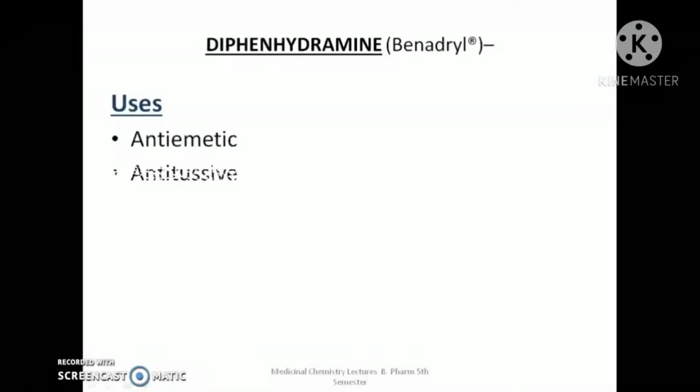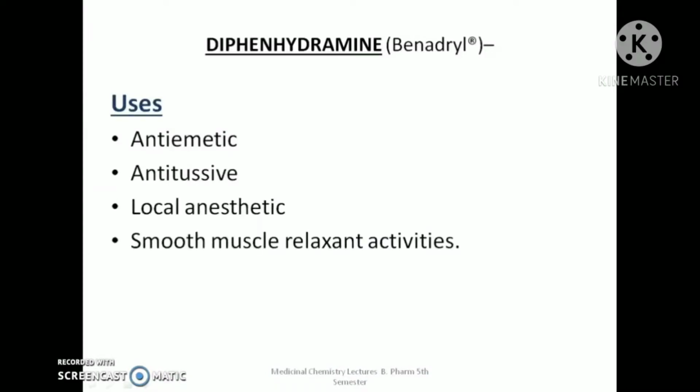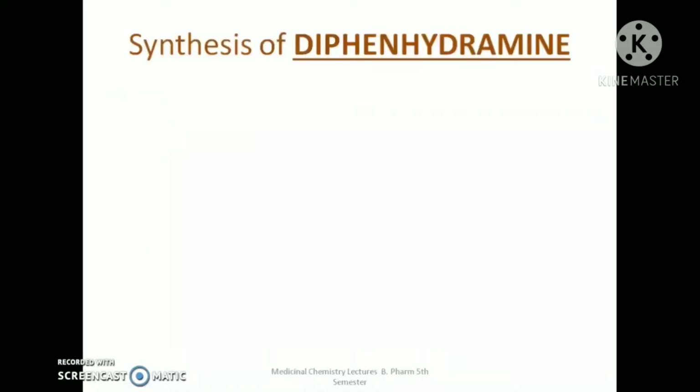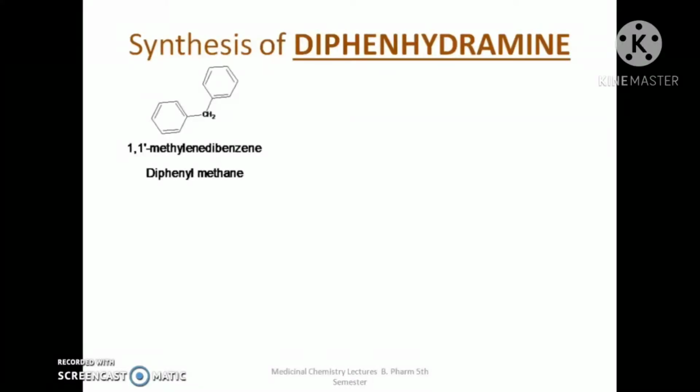Now, what are the uses of diphenhydramine? They are basically antihistaminic agents, so they are used in allergic preparations against common allergic reactions like urticaria and hay fever. They can also be used as antiemetic, antitussive, local anesthetic, and also for their smooth muscle relaxant property. Then we'll discuss the synthesis of diphenhydramine.